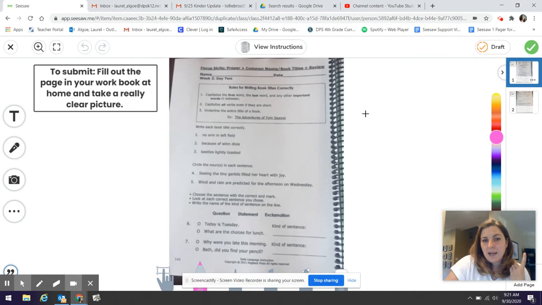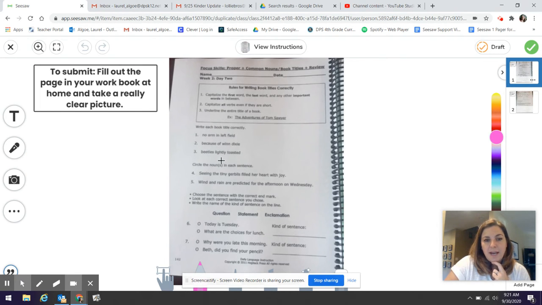The second piece is that we capitalize all verbs, even if they're short. For example, the word go, if that were in the title of a book. And then the last part is that you underline the book title. This is different than a poem that you might put quotation marks on. You underline to show that it's a book.